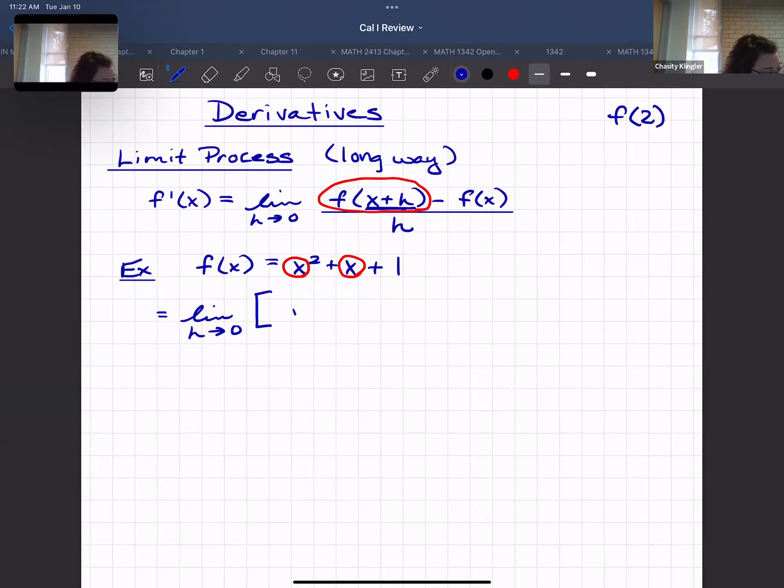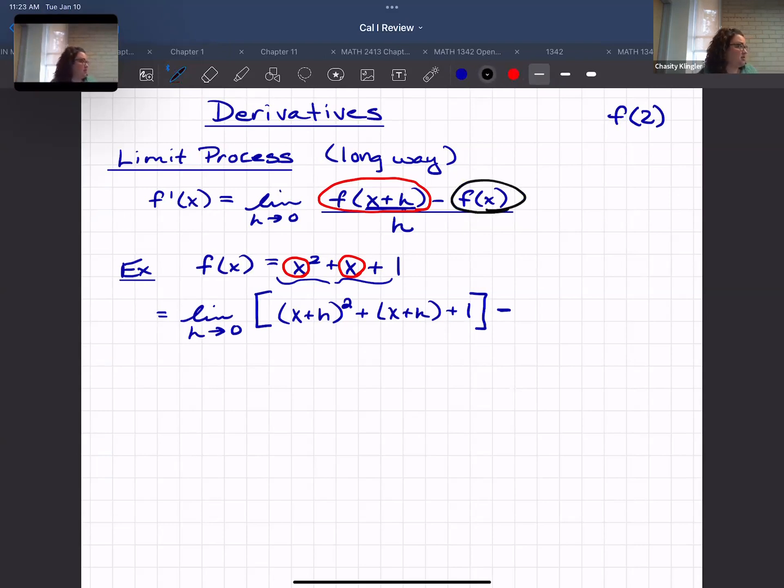So I'm going to have (x plus h) squared plus just x plus h plus 1. So that's my original function, and I plugged in x plus h everywhere there's an x. Okay, so that's that first chunk of the limit process. And now I need to do minus f of x, which is just rewrite the original equation.